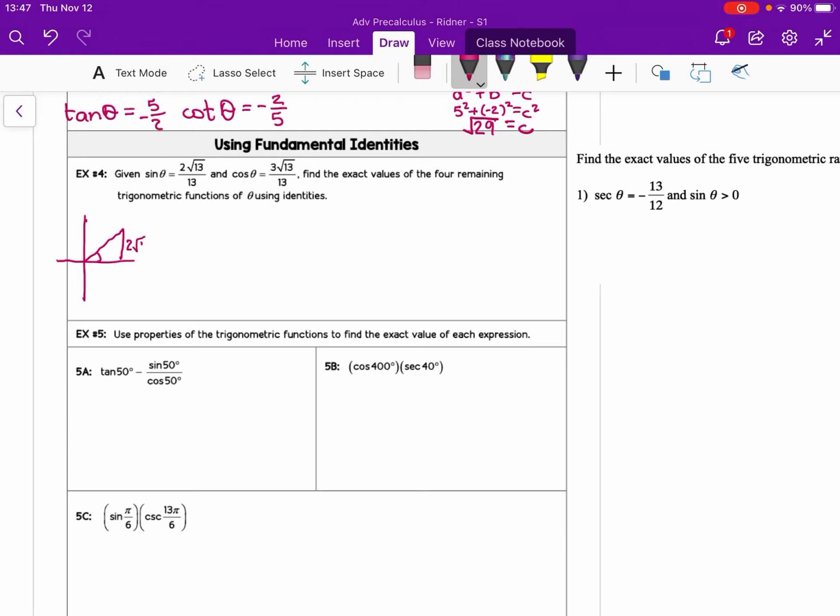Sine is opposite over hypotenuse. And then cosine is adjacent over hypotenuse. And so if I wanted to find cosecant and secant and cotangent and tangent.